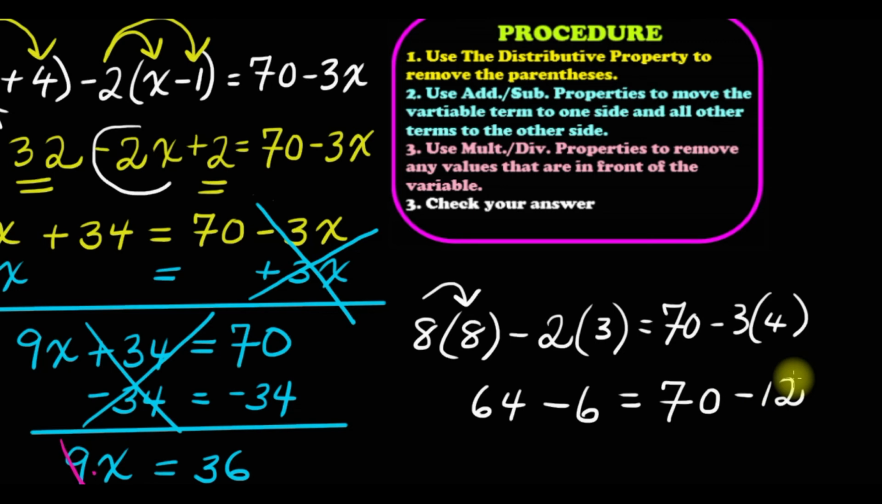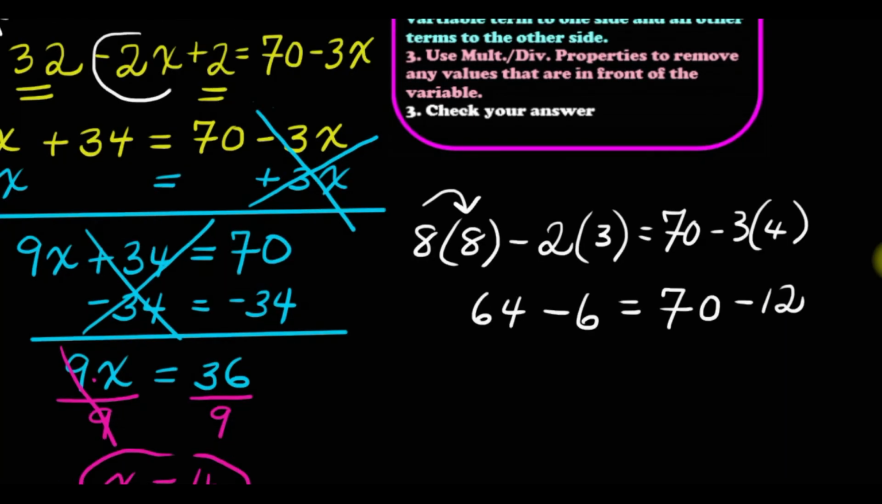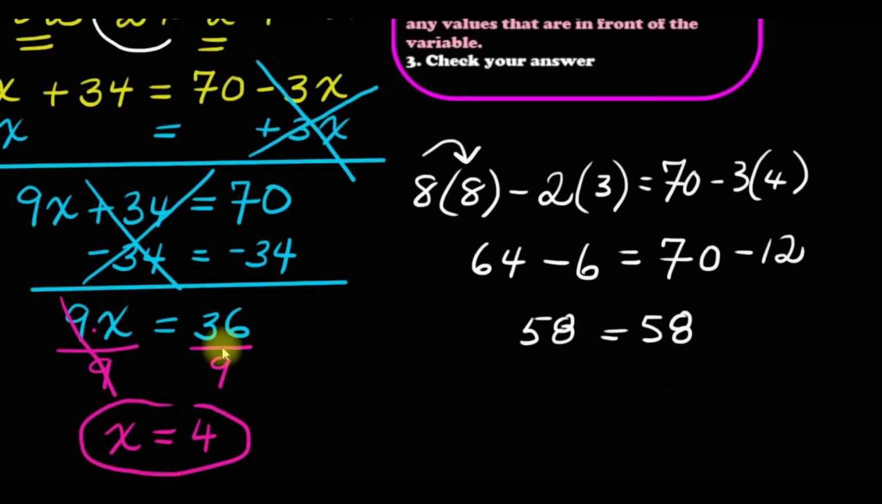So we have 58 is 58. All right, so your final answer is x equals 4, and we checked it, so we know it's right.